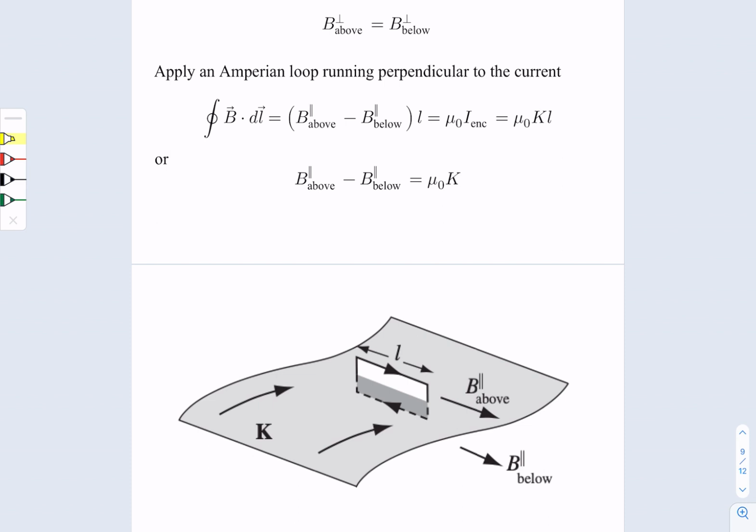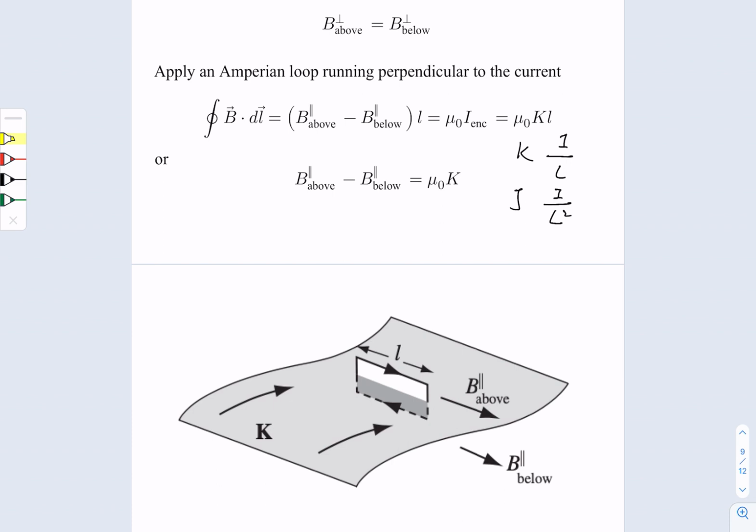K should be in units of current divided by length, and the J should be in units of current divided by length squared.